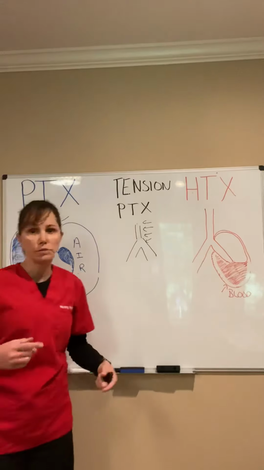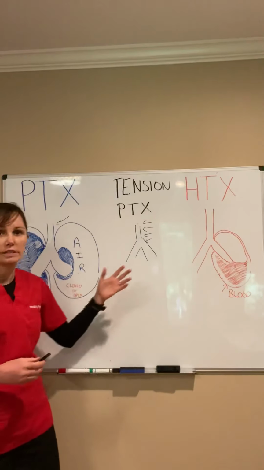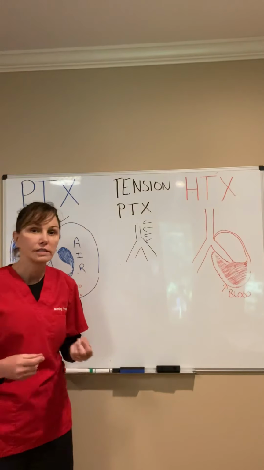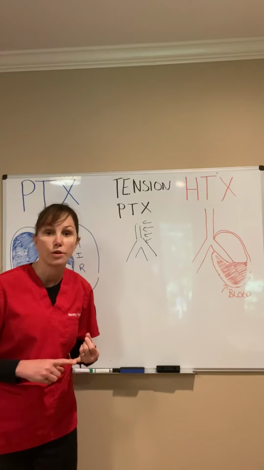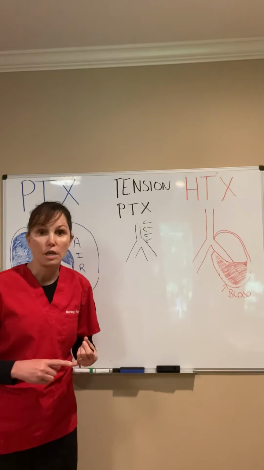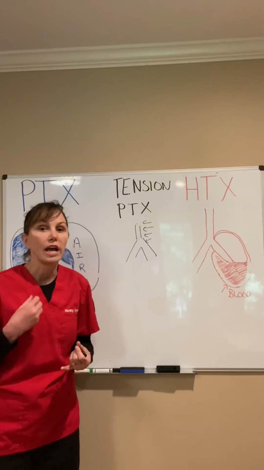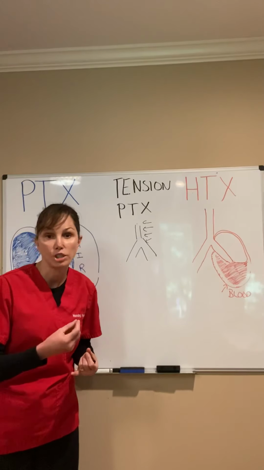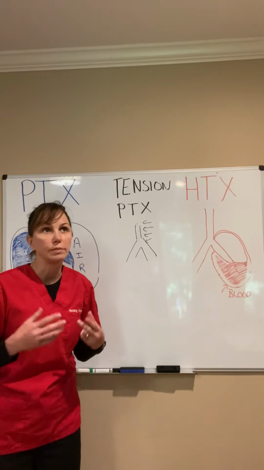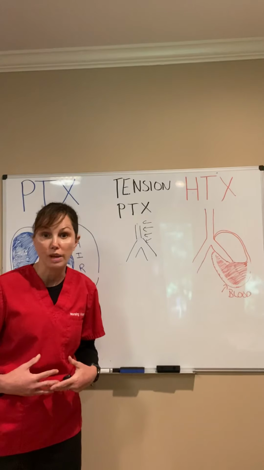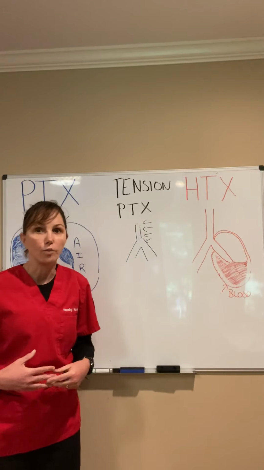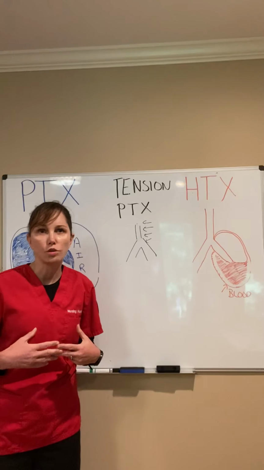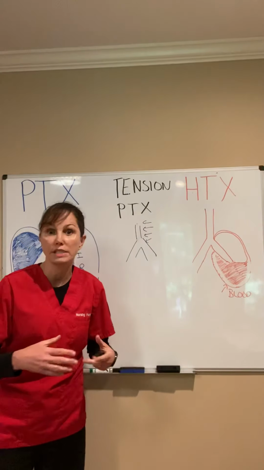The signs and symptoms, when somebody has either a pneumothorax, a tension pneumothorax, or a hemothorax, their vital signs are going to mimic shock. They're going to have tachycardia. They're going to have weak pulses. They're going to be tachypneic. They're going to have hypoxemia, so their O2 sats are going to be low. They're going to have hypotension. They're also going to be diaphoretic because they're under a lot of stress. They will complain of chest pain as well. So those are the signs and symptoms that are similar.